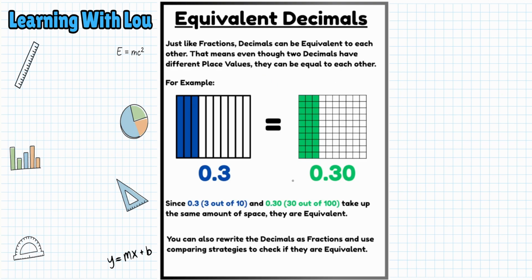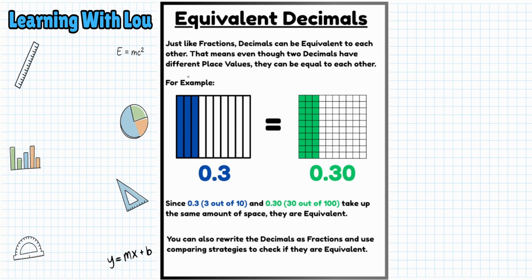One final thing before I have you try some practice problems on your own is equivalent decimals. Now, just like fractions, decimals can be equivalent to each other. That means even though two decimals have different place values, they can be equal to each other. For example, you have 3 tenths and 30 hundredths.